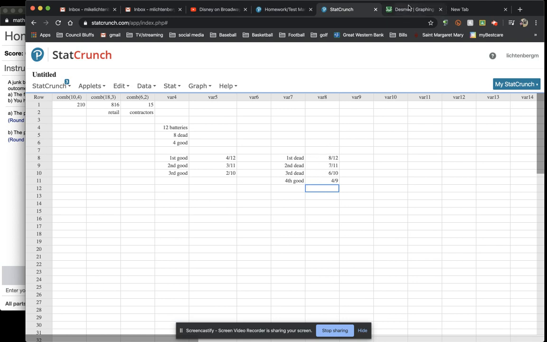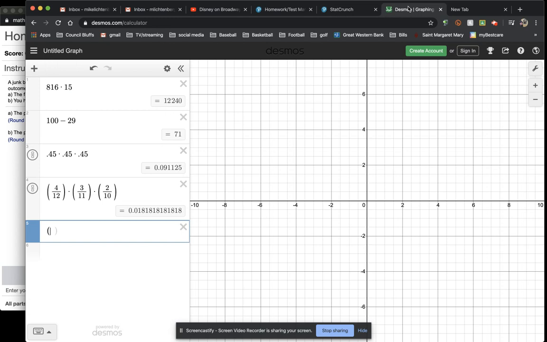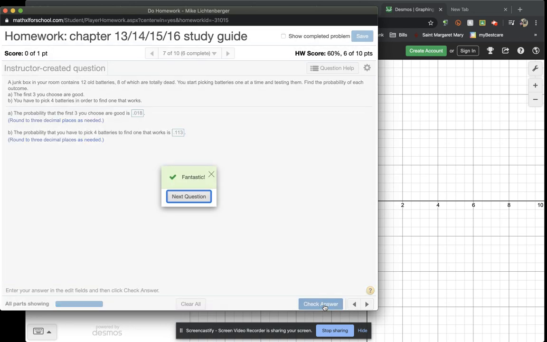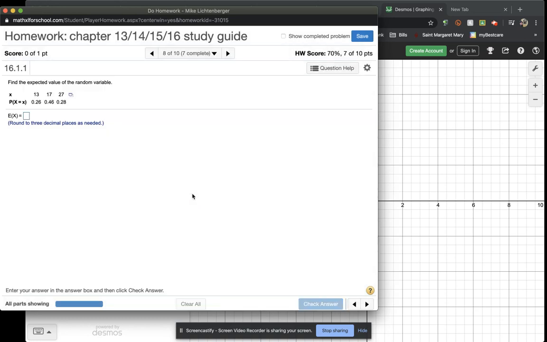8 out of 12 times 7 out of 11 times 6 out of 10 times 4 out of 9. That's going to be 0.113 if I round that to 3 decimal places. Okay.